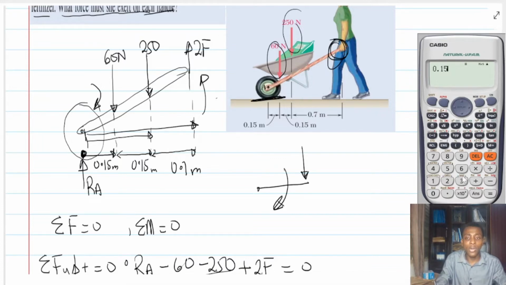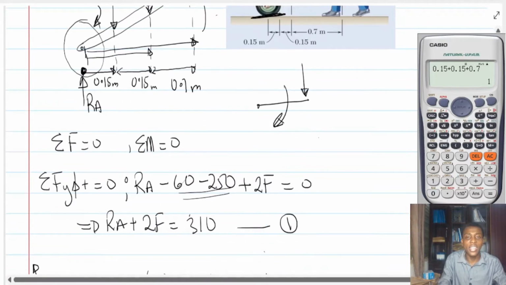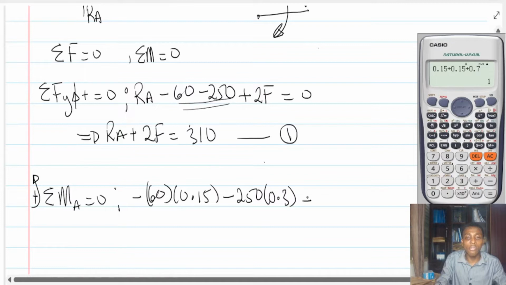I'm going to do 0.15 plus 0.15 plus 0.7. And what do I get for that? I'm going to get 1. Oh, man. So the distance is 1. So we don't need to multiply by anything. Yeah, so it's going to be 2F, right? Okay, let me just multiply by 1 so that someone will not be confused.